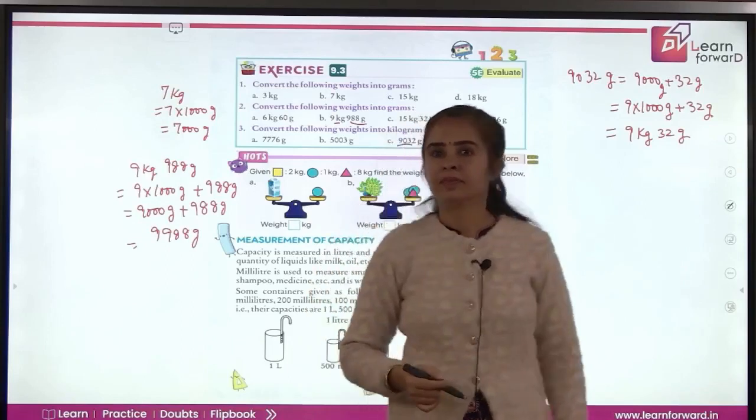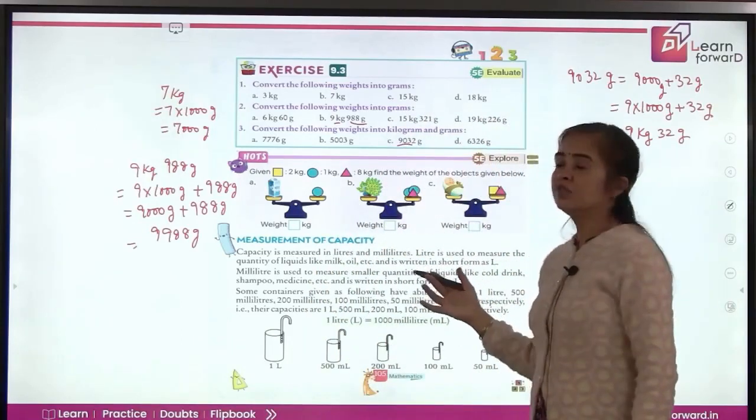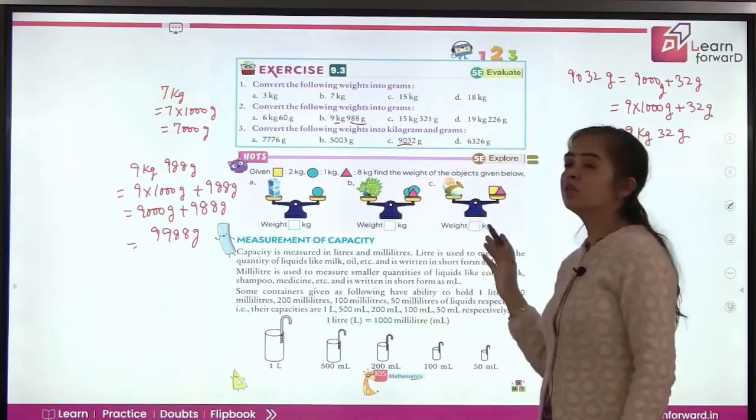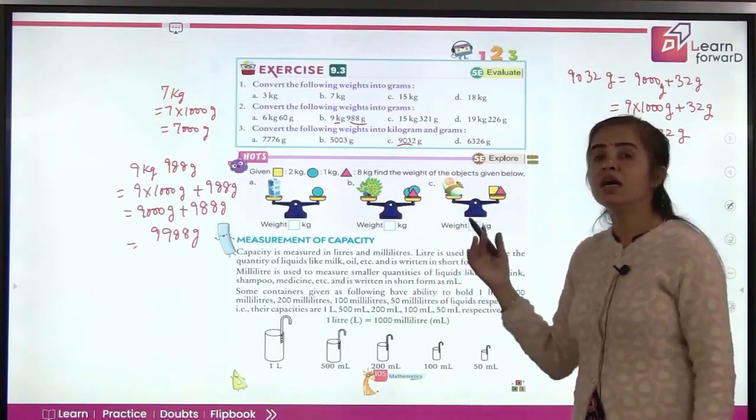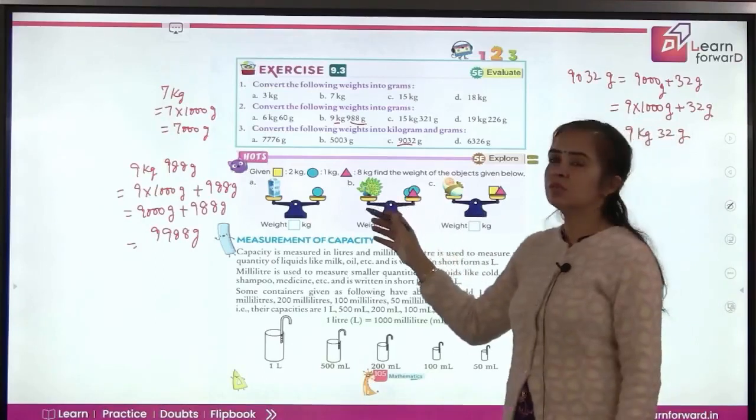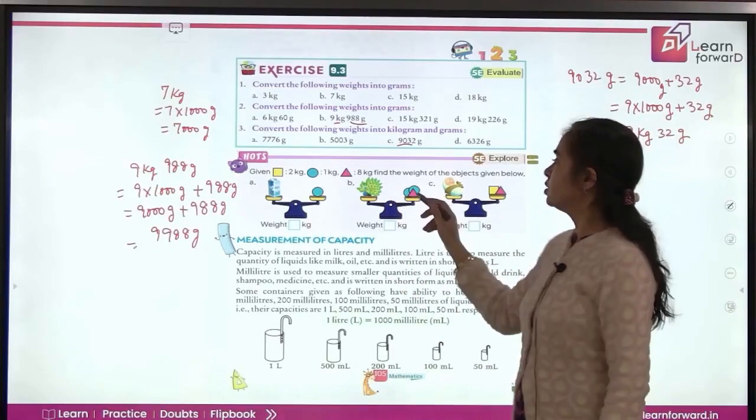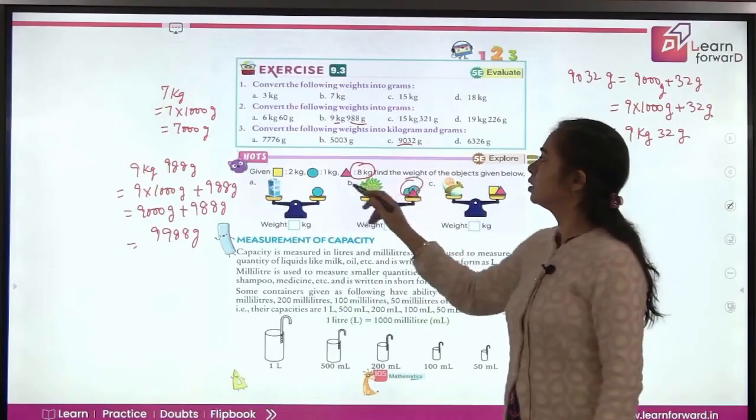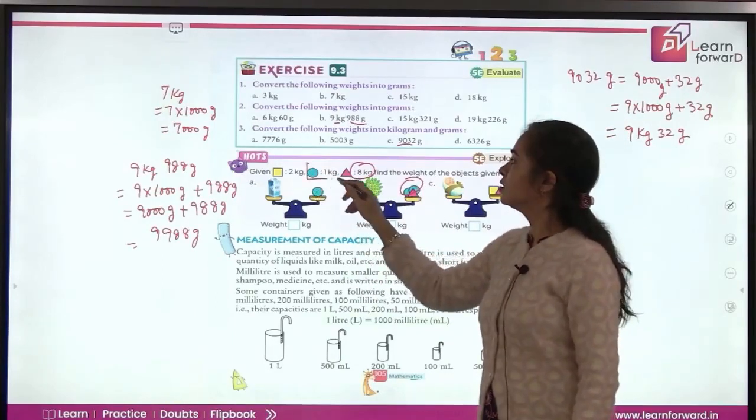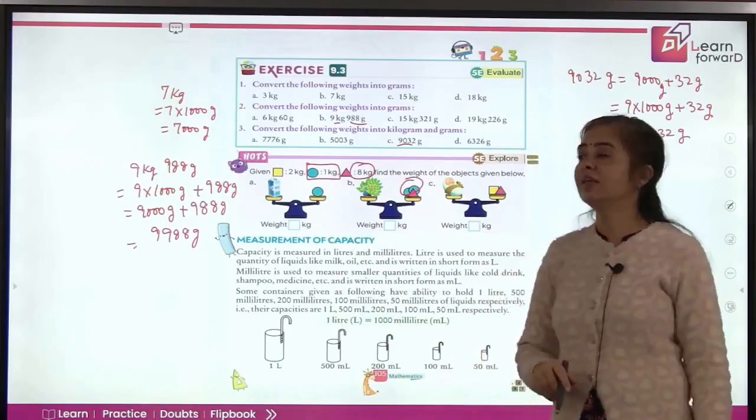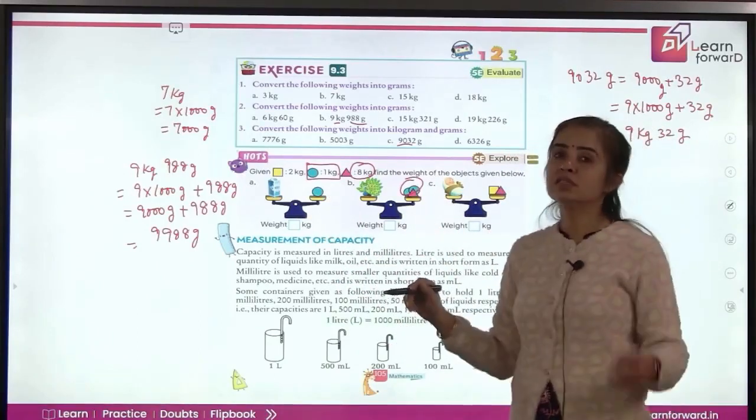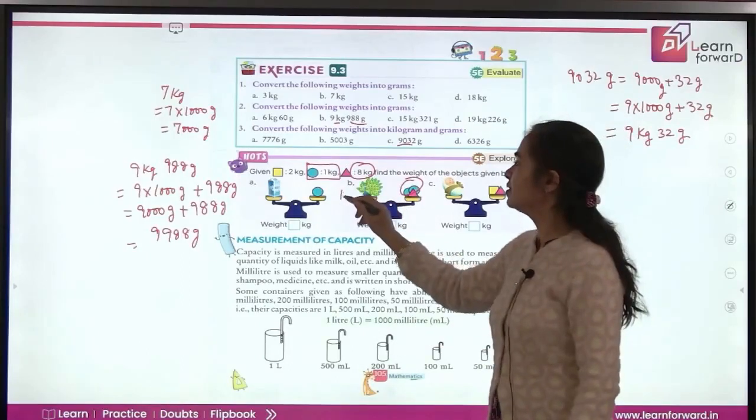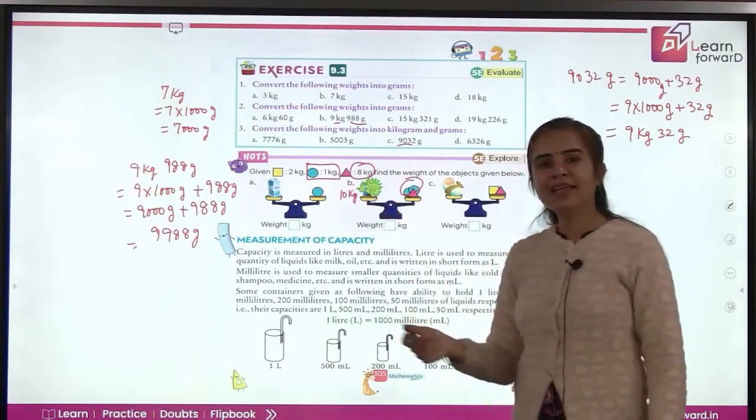Fine. Now here is HOTS for you. Some shapes are given, their weight is given, and you have to find out the weight of the items given on the other side of your balance. So let's look at this peacock. The weight of this peacock is equal to one triangle, which is 8 kg, and two circles. What is this circle equal to? 1 kg. That means two circles is 2 kg and the triangle is 8 kg. So the total weight of the peacock is 10 kg, right?